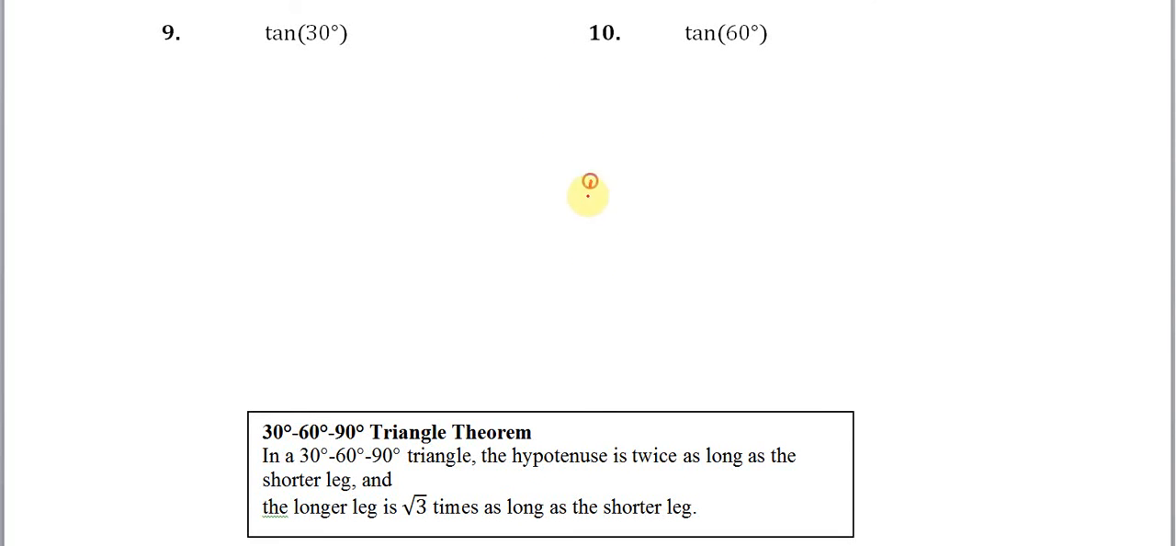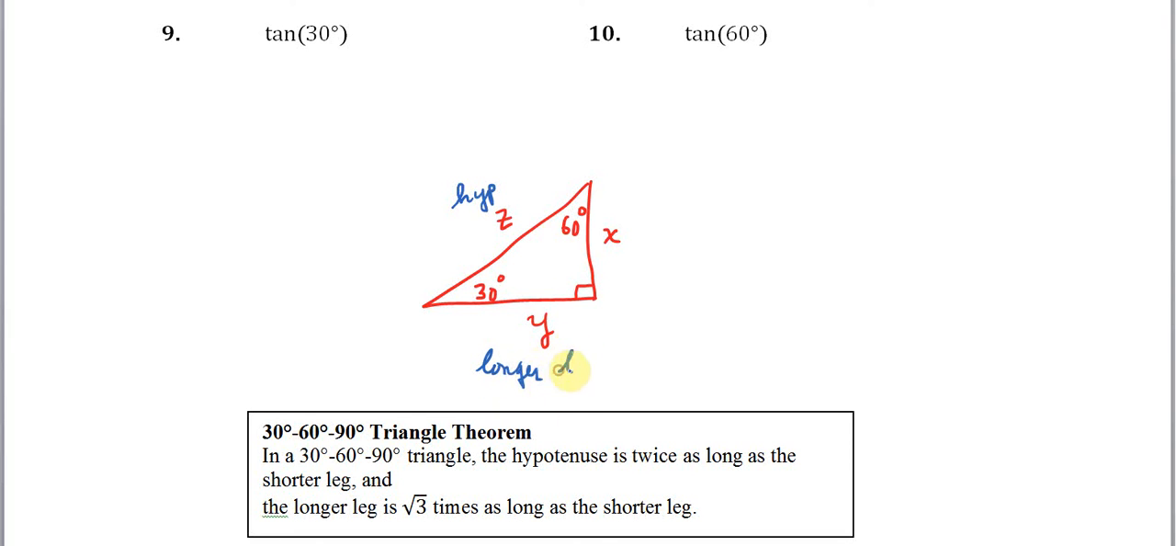So let's just start by drawing ourselves a nice picture here, or as nice as I can do it freehand. So you have a 30 degree angle, a 60 degree angle, and a 90 degree angle. And let's name these side lengths X, Y, and Z. Okay. And just to remind ourselves, Z here is the hypotenuse. It's the side that's opposite the 90 degree. Y here is the longer leg. And X here is the shorter leg.